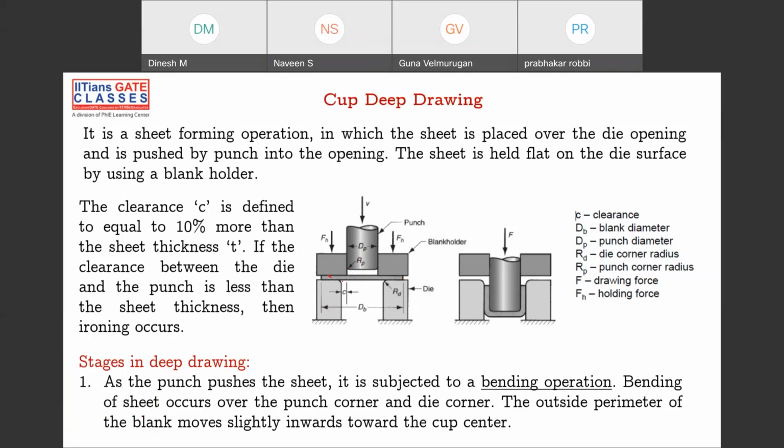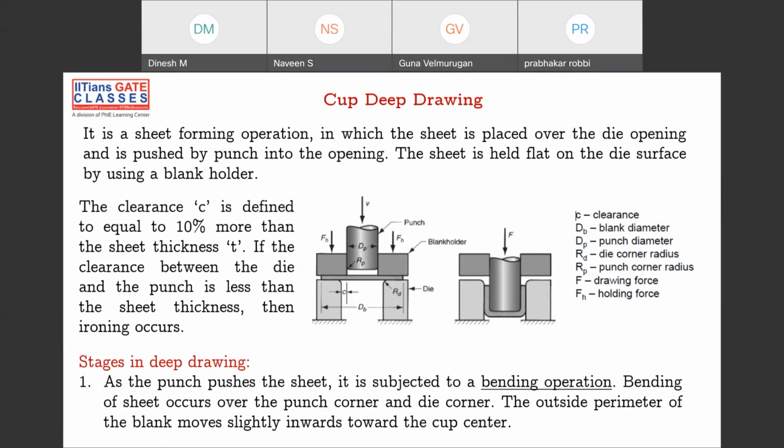Yes, so this is where the bending is occurring. This is what is edge bending. If you discard this section, you see this is kind of edge bending. So the place where the bending operation is occurring is at this place, like this. Okay, fine. Bending of sheet occurs over the punch corner and die. It's already written here. The outside perimeter of the blank moves slightly inwards to the cup center.